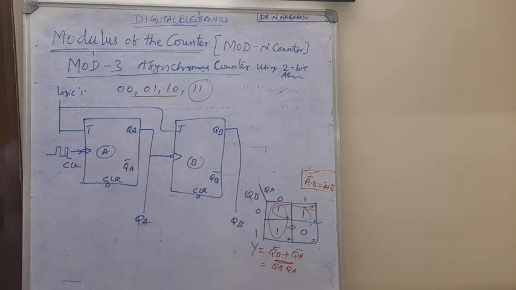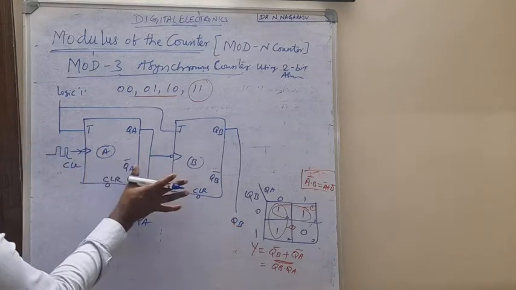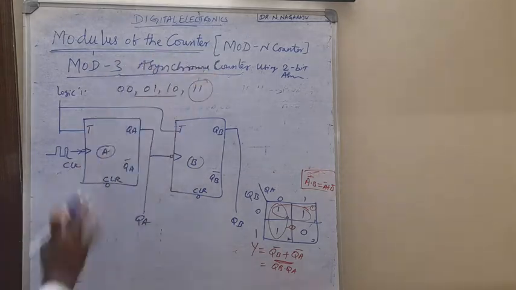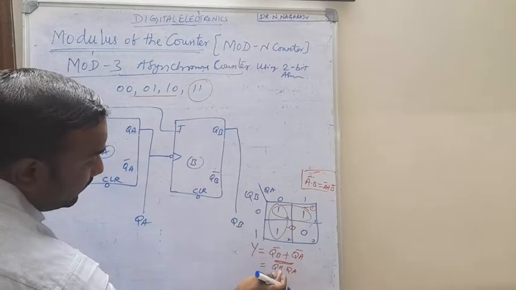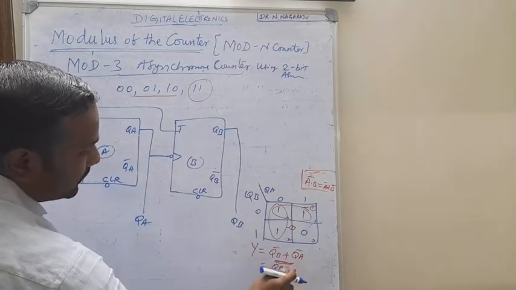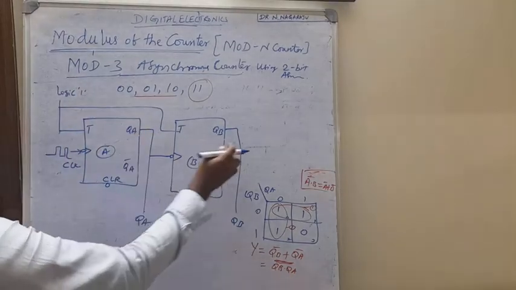asynchronous counter. Now we have to convert this 2-bit asynchronous counter into a mod 3 asynchronous counter. So here the reset logic circuit is already generated, that is QB dot QA the whole bar. So QB and QA.